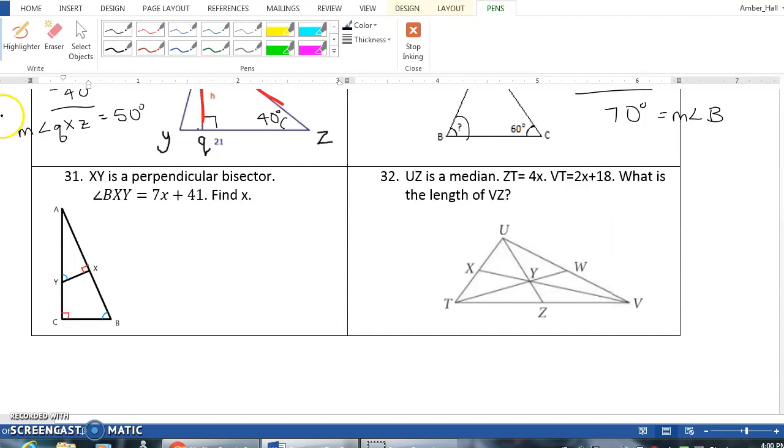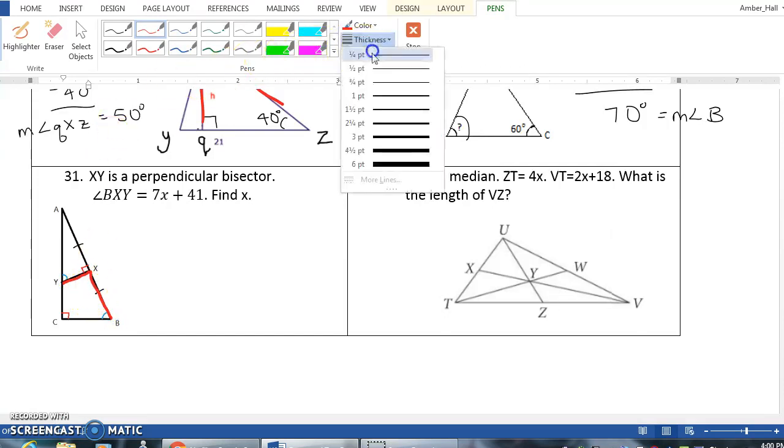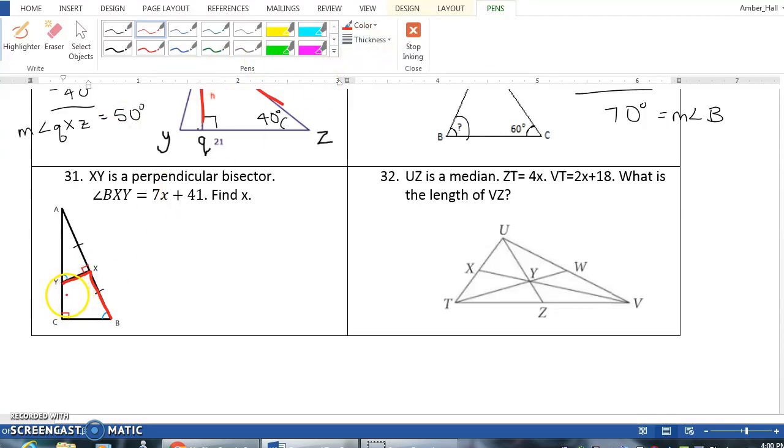31. XY is a perpendicular bisector. What do we know about perpendicular bisectors? Well, they create a 90-degree angle, which is right there, and they bisect the side. So this is going to be congruent to this segment. Now it also says that the measurement of angle BXY is 7x plus 41. That's this angle right here because it's in the corner.